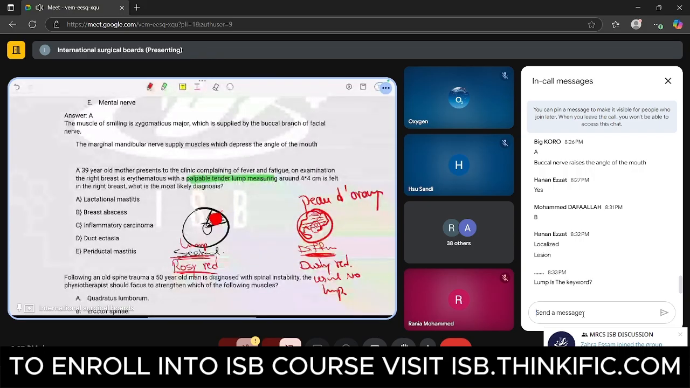Is that right? So, doctors asked, is the keyword lump? Yes, the only keyword provided in this case is the lump. A lump does not usually form in inflammatory cell cancer.